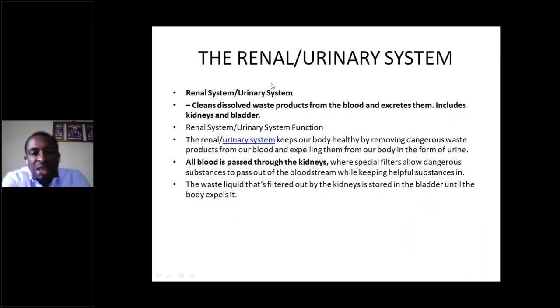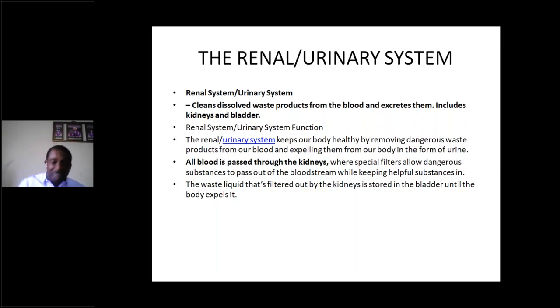So let's look at the renal and the urinary system. The responsibility of the renal system and the urinary system is to clean dissolved waste products from the blood and excrete them. We have the kidney and the bladder. So we mean the waste product from the blood, the waste product that has been dissolved, the waste product that has been metabolized. The renal and urinary system is responsible for it to go away from the bloodstream. So it keeps our body healthy by moving away all these byproducts.